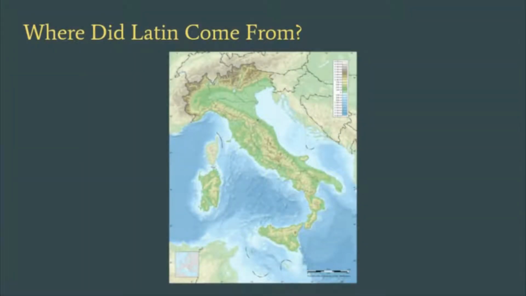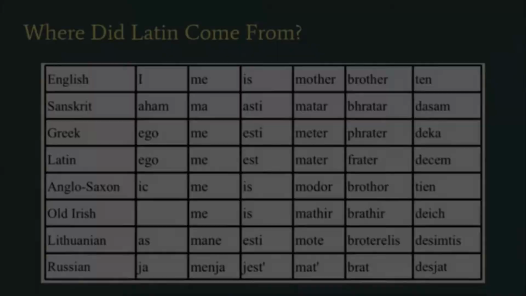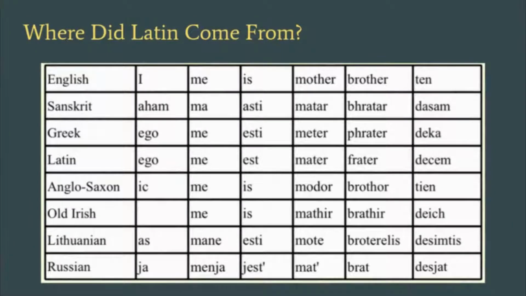So like I said, Latin came from Italy, right? That's what we think of when we think of Latin. Where did people speak it? In Rome, which is in Italy, right? So this is where you want to start. But it goes further back than that. It's not just Italy. So this chart is showing you a bunch of different languages from across the world, and it's comparing the same word in those different languages.